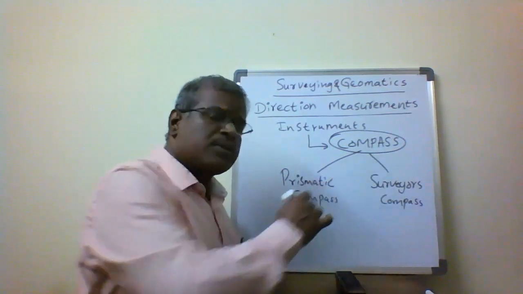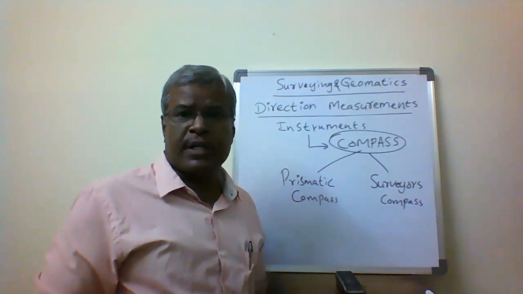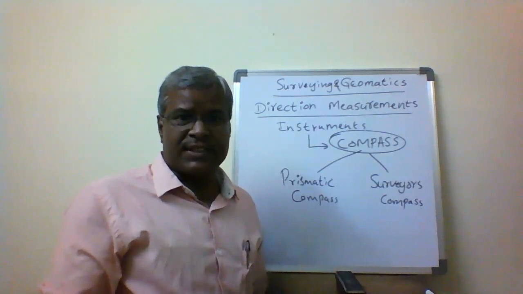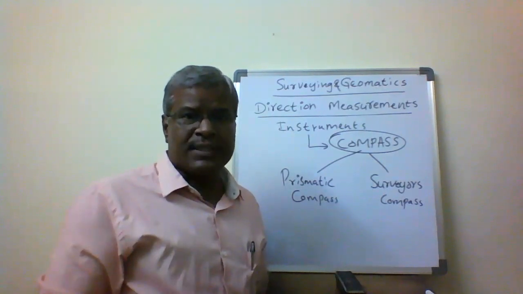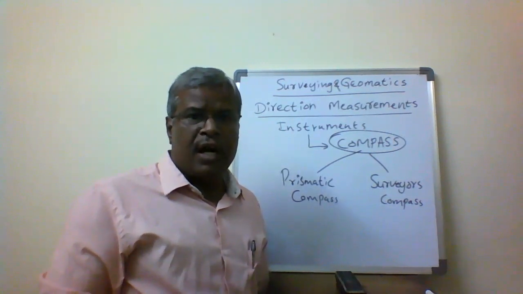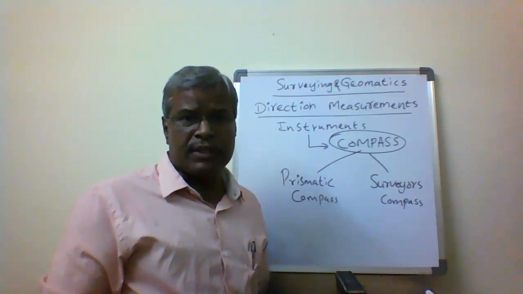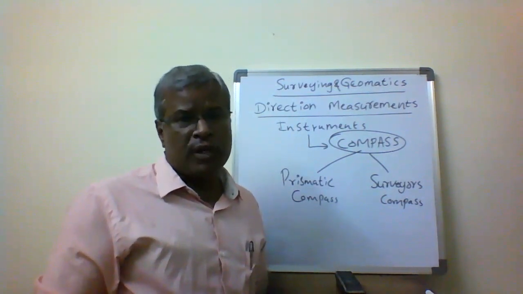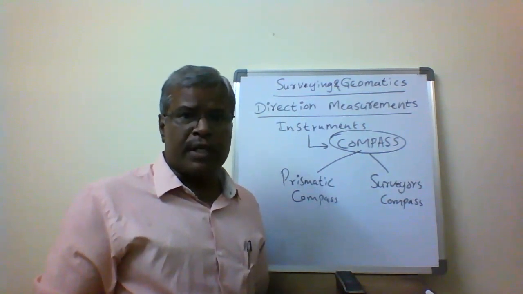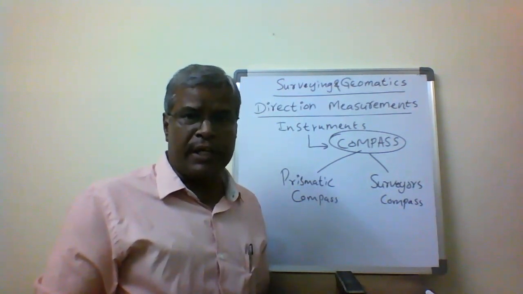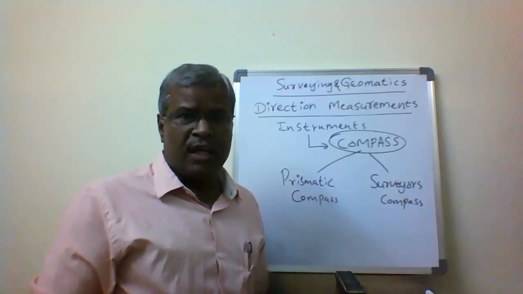What are the different types of compass available? One is the prismatic compass, another is the surveyor's compass. We will go into detail in the next steps. First we'll discuss what is meant by the meridian, what is meant by the bearing, what the designations of the bearings are, and what methods are available for the designation of the bearings. Then we'll go on to the forward bearing and backward bearing, what the included angle is and how we can calculate it, what the local attraction is, and then the declination and the dip.